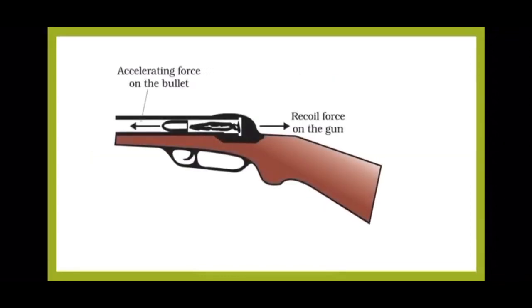See one of the popular examples of Newton's third law of motion. When a gun is fired, it exerts a forward force on the bullet. The bullet exerts an equal and opposite reaction force on the gun. This results in the recoil of the gun.